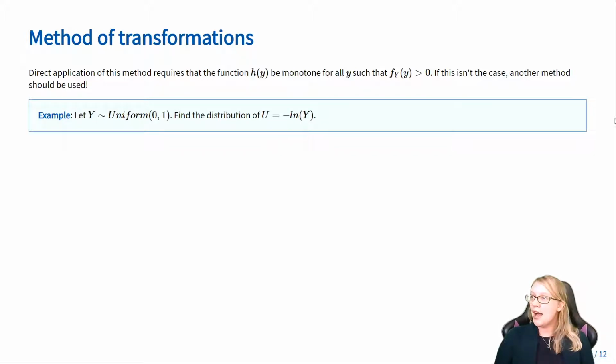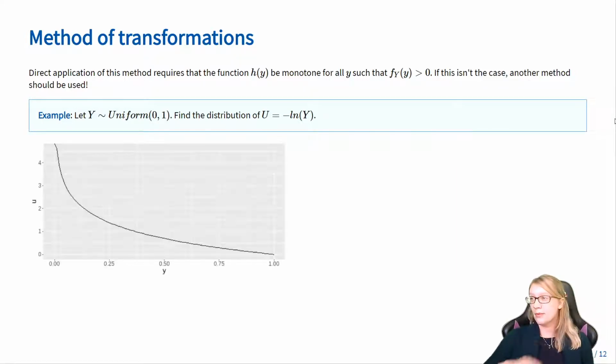So we'll let y be a uniform variable from 0 to 1. I'd like to find the distribution of the negative natural log of y. Now this may seem like a weird transformation to want to take, but it turns out that this is directly related to a result that we'll see in Math Stat 2. So this natural log transformation isn't all that unusual.